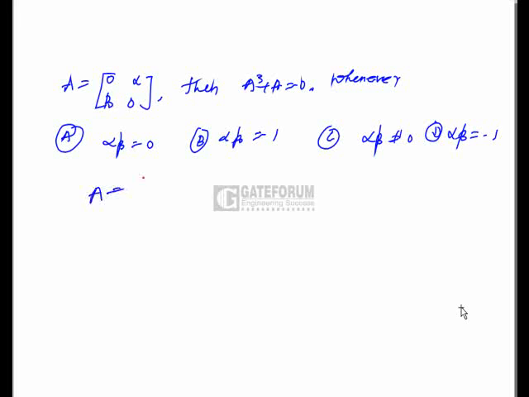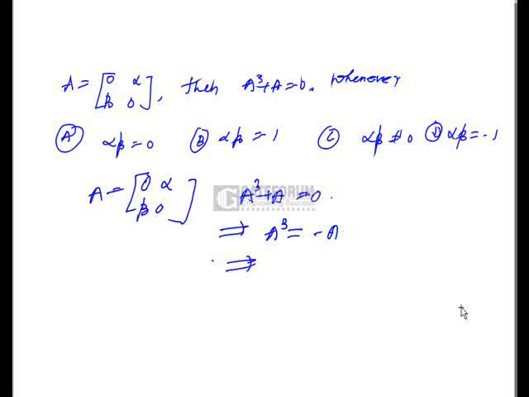In this problem, a matrix A is given as [0, alpha; beta, 0], and it is asking what will be the condition if A cube plus A is equal to 0. Now we know that A cube plus A is 0, so I'll write it as A cube is equal to minus A. Multiply A inverse on both sides, so it will be A square is equal to minus I. Now let us find out A square.